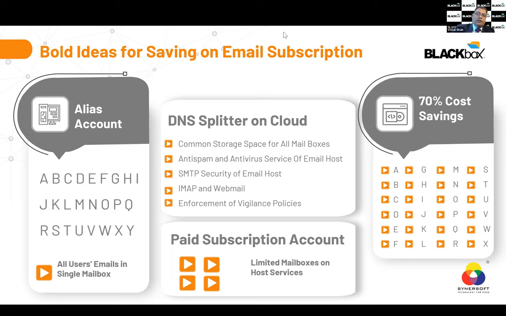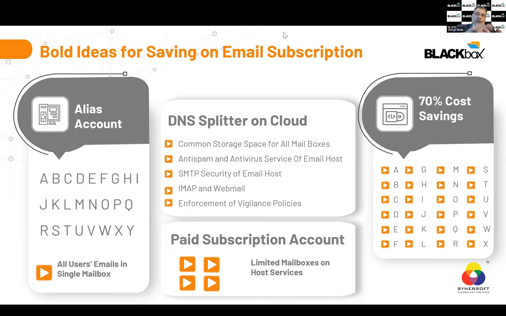Now, what this DNS splitting technology does is, let's say out of 50 users, you have 10 email IDs of senior management people who would like to use all the services of Google Workspace. For the rest of the 40 users, you would have to pay 2,500 rupees per user per year. Instead, what we suggest is that you create one single account. You make all those 40 users alias accounts, and you use DNS splitting technology. This DNS splitting technology will connect to this particular buffer account, in which all the users are aliases.